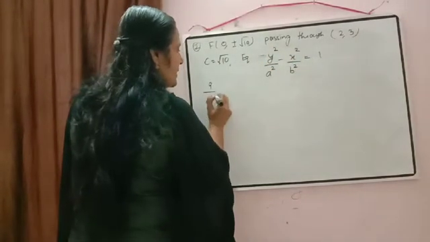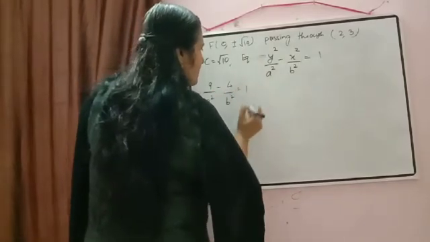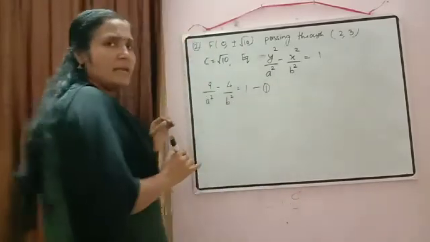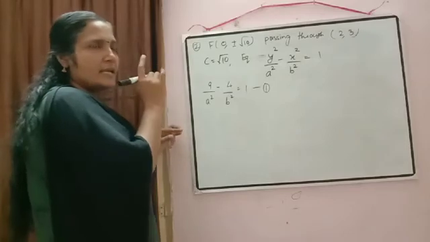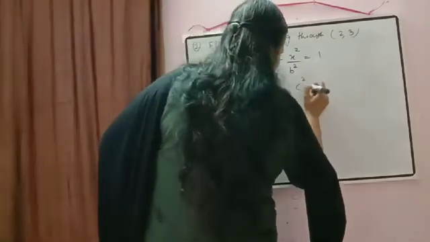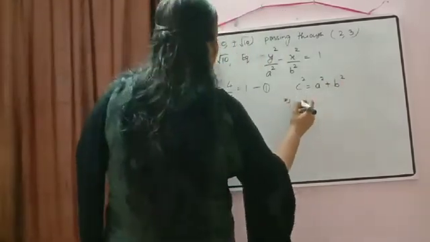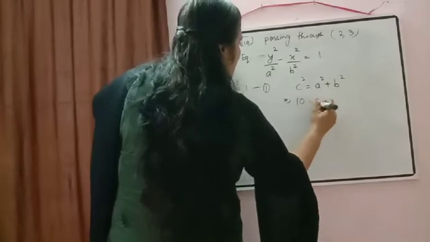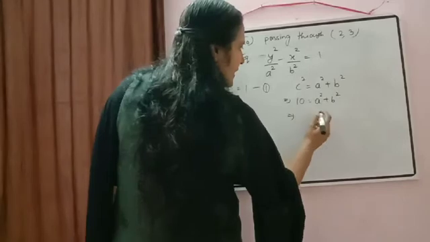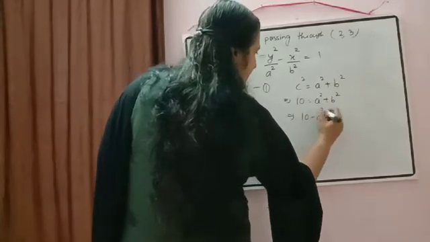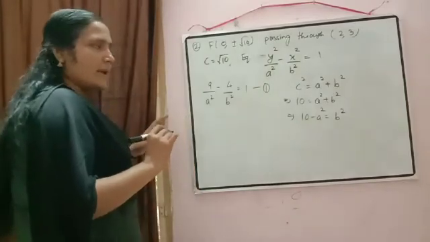9 by a square minus 4 by b square is equal to 1. This is the equation we have there. Now here c is equal to root 10 is written. What is the relation there? Yes, c square is equal to a square plus b square. So c square will be equal to 10 here. So 10 is equal to a square plus b square, or how we can rewrite it, b square can be written as 10 minus a square, correct? b square can be written as 10 minus a square.